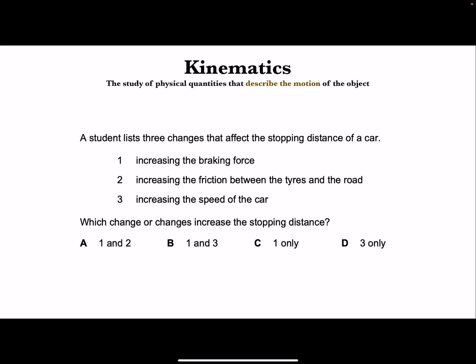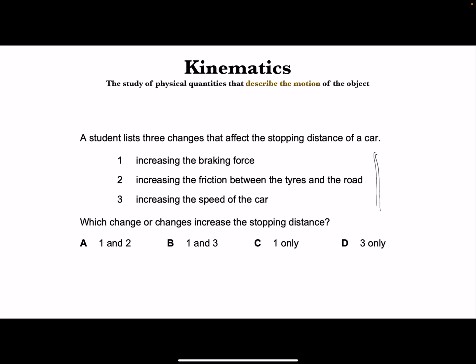All right. For this question, we haven't talked about forces yet. We haven't talked about friction. We have talked about speed though. But the whole idea of this question is to tell you how to answer MCQs in case you don't know something in the answer choices, and you have different options to consider. So a student lists three changes that affect the stopping distance of a car, and we want to tell which change or changes increase the stopping distance, right?